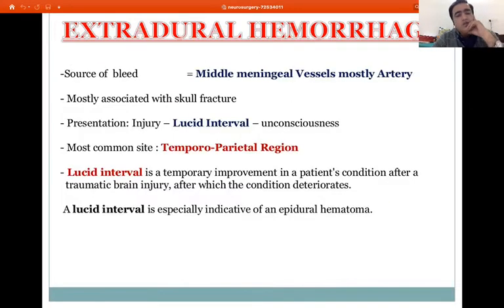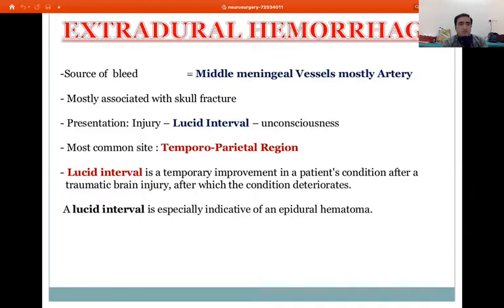As I told you, the source of bleed is the meningeal artery vessels, mostly associated with skull fractures. Usually they present with the injury, then a lucid interval, and then unconsciousness. Why does it cause a lucid interval? Because many times a patient with head injury falls and gets injured, but the amount of blood is not much. So the patient remains conscious, alert, and responsive in the initial phase of injury.